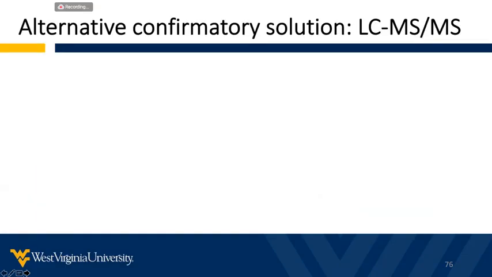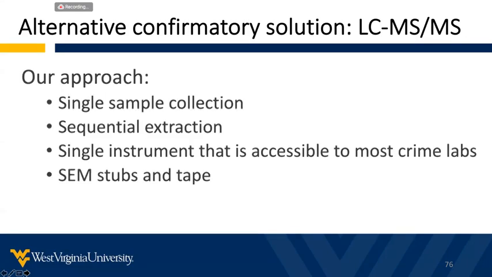As we mentioned earlier, there has been an increased interest in detecting organic gunshot residues to enhance the reliability of gunshot residue evidence. And we are not the only group that has developed LCMS detection methods for these purposes. But the novelty of our approach is the detection from the same sample using sequential extraction for dual detection of inorganic and organic gunshot residues, and detection and confirmation in a single instrument that is accessible to most crime laboratories nowadays. We have tried different polymers for collection, but now we are pretty much set on the tape adhesive and the universal SEM carbon stubs.